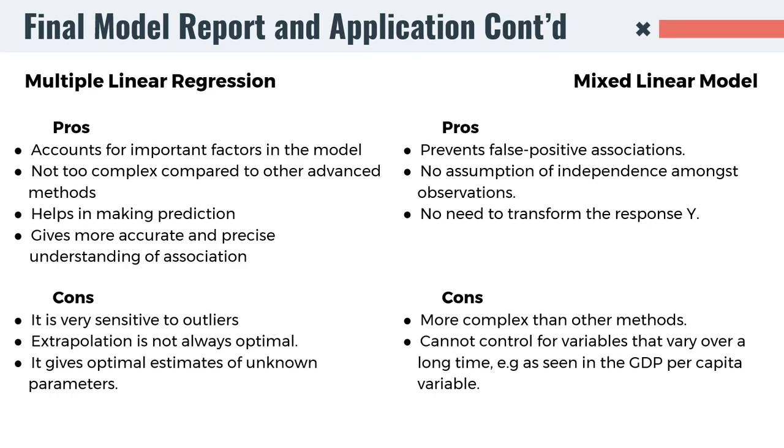Moving on to the mixed linear model, the first advantage is that it prevents false positive association between the response and the predictors. The second is that there is no assumption of independence amongst observations, unlike MLR, which requires this assumption. Lastly, there is no need to transform the response Y. Moving on to the disadvantages of the mixed linear model, the first is that it is much more complex than other methods and it cannot control for variables that vary over a long time. For example, the GDP per capita variable seen in our model is an example of such.